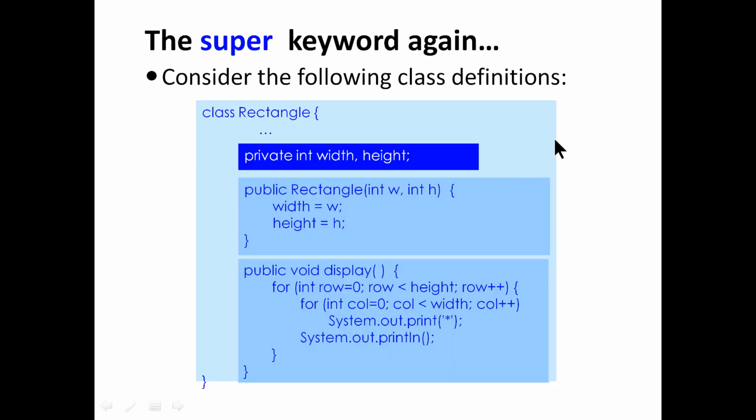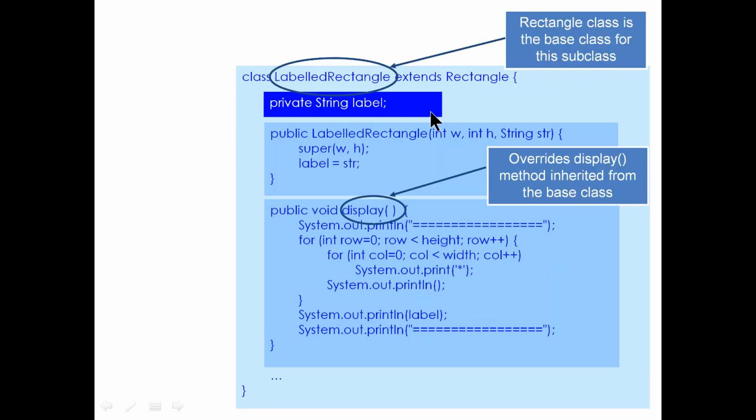Alright, so the super keyword again, consider you can call the method of the superclass. So suppose you have a private height and width and you have a parameter constructor of the Rectangle class. This is a rectangle class. And then you have a display method whereby you are trying to display the height and width. Now what happens, I create a LabelRectangle child by saying class LabelRectangle extends Rectangle. Extends means you are creating a subclass of Rectangle.